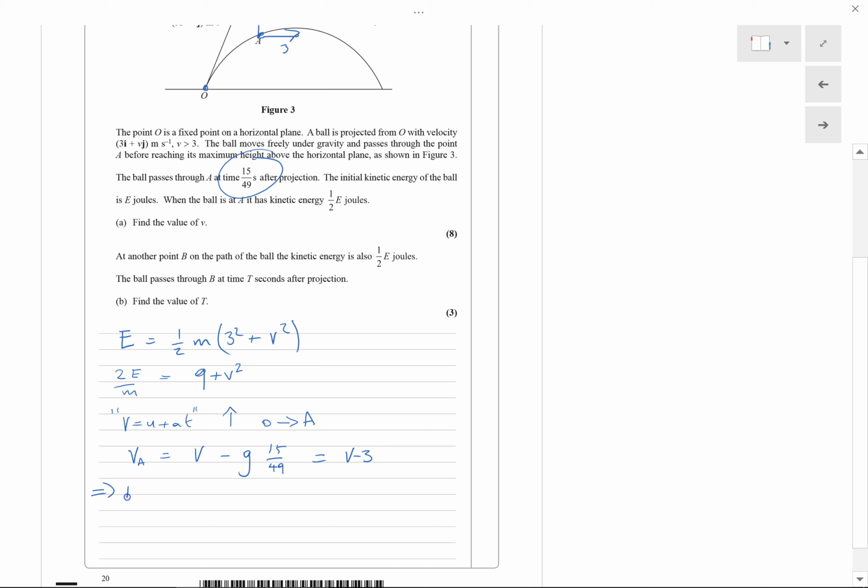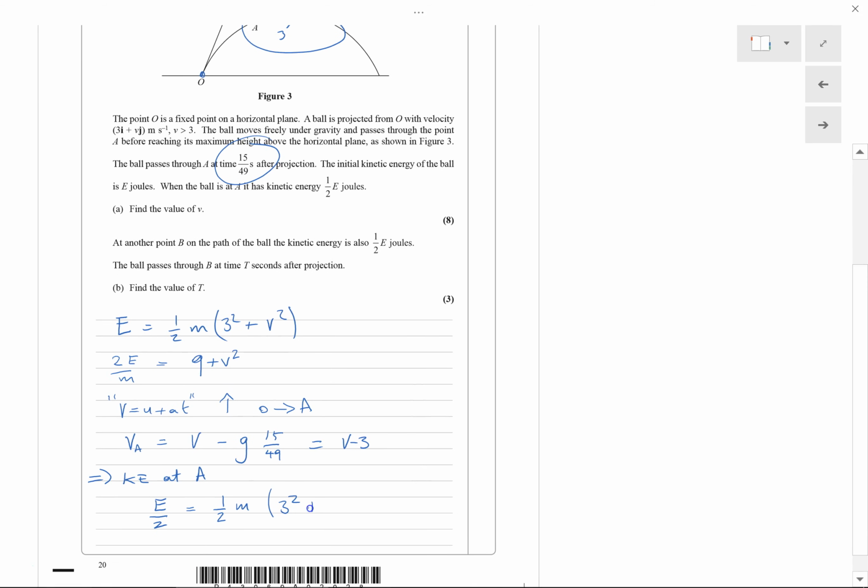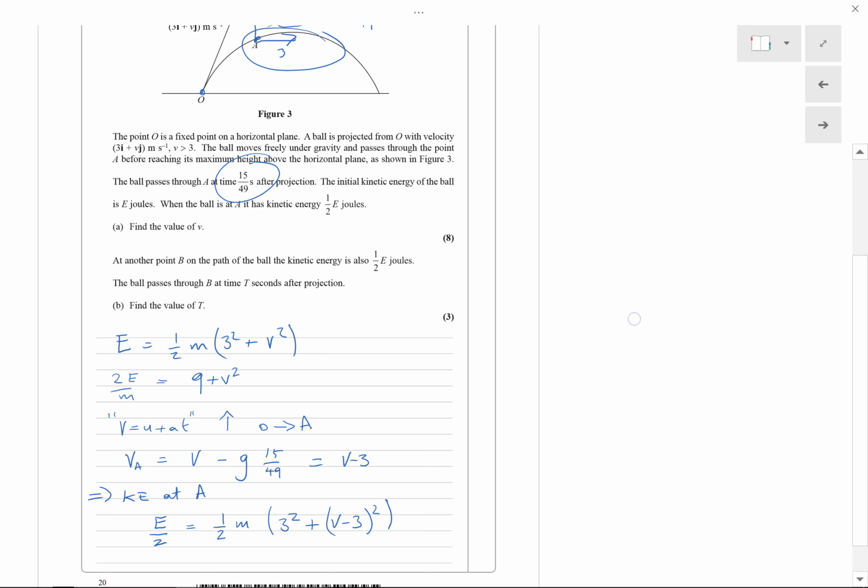So that means the kinetic energy at A, which is equal to E over 2, because we're told it's equal to E over 2, is equal to half times m, and this time it's the vertical component and the horizontal component, which is constant, that 3 here, and the vertical component, which is V minus 3, squared. Well, that should work out quite nicely because we can just substitute for E. Yeah, and the 2 cancels as well. So we can say that E over m is equal to 9 plus V minus 3 squared.